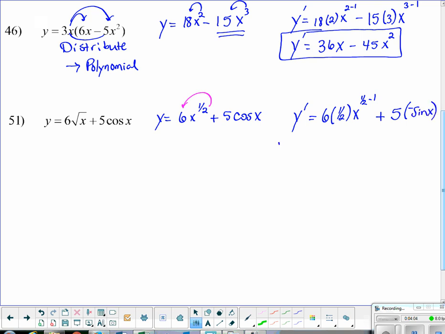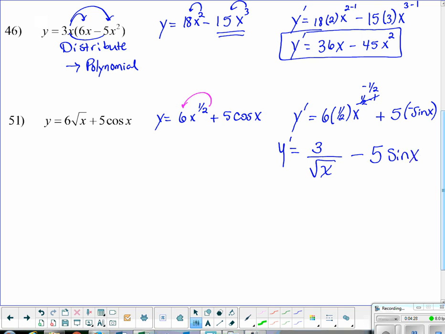And now let's rewrite and make it look pretty. Half of 6 is 3. 1/2 minus 1 is negative 1/2. That's going to drop it to the bottom. I could write it as the square root of x, or I could write x to the 1/2 power on the bottom, whichever way you want to see it. And then minus 5 sine of x.